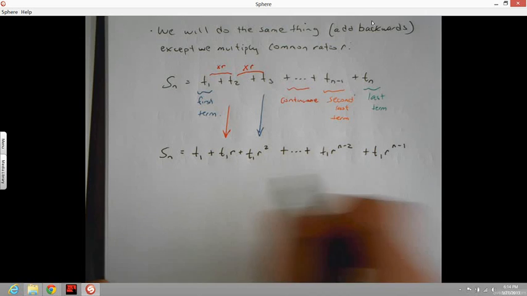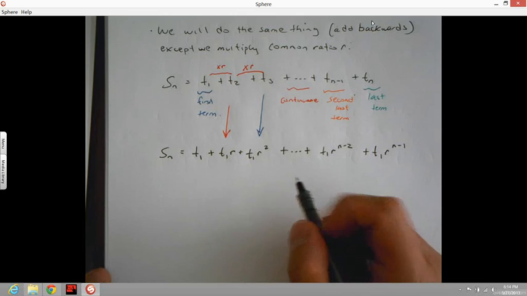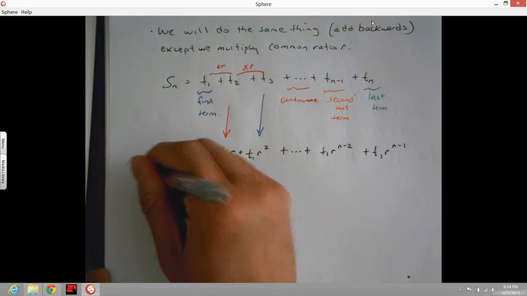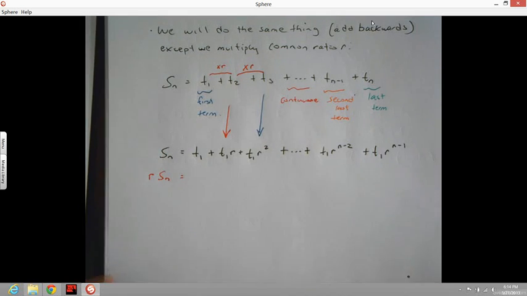See if I can add this back. Now, I'm not really going to add, but what I'll do is I'll multiply. So here's what's going to happen. I'm going to take my r, I'm going to multiply it with Sn. When I multiply with Sn, watch what happens, okay?